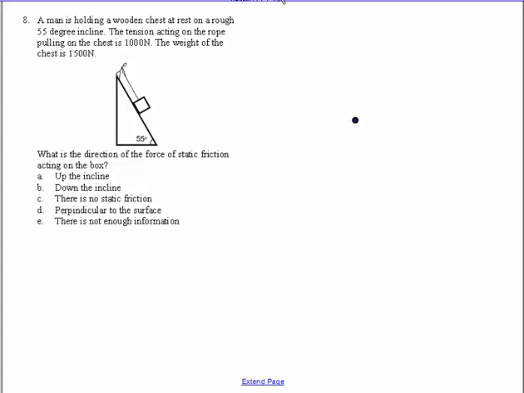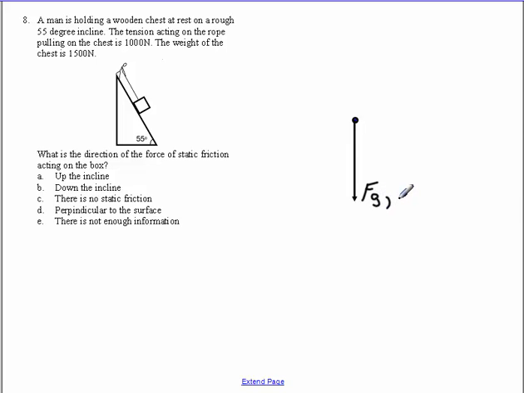Okay, this is problem number 8. On this one, we want to find what direction the force of static friction is acting on the box. So first thing we'll do is draw our force diagram. We know we have mass times gravity coming down like this. So we'll go ahead and label this as the force of gravity.